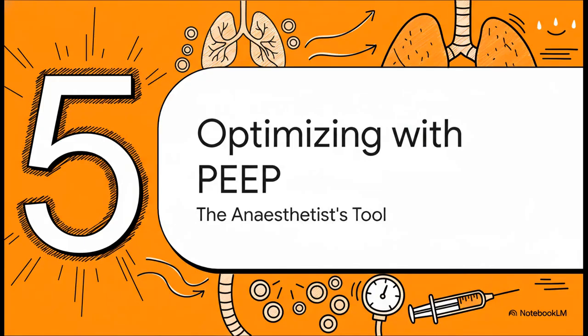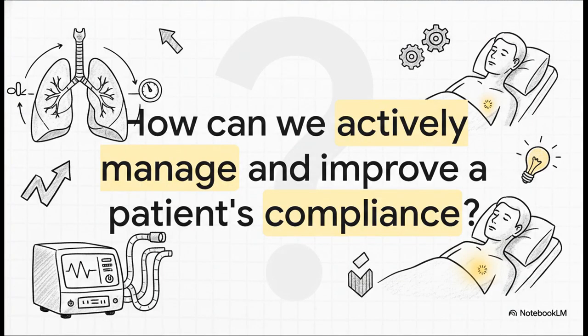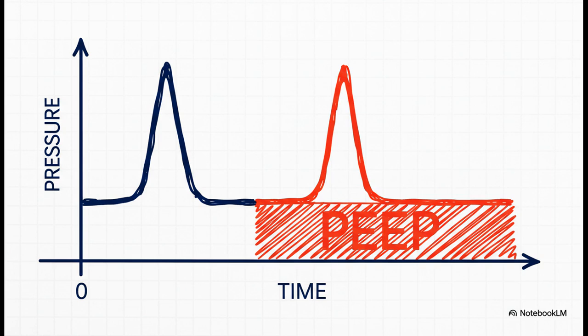So that sounds pretty bad, right? But this is where we get to be proactive. This brings us to our final section and to our primary tool for fighting back. The big question then becomes, when we're faced with this unavoidable drop in compliance, what's our main move? How can we actively make the situation better for our patient? And the answer, in a word, is PEEP, positive end expiratory pressure. It's a setting on our ventilator that just makes sure the pressure in the lungs never drops all the way back to zero when the patient breathes out. We're basically creating a little pressure cushion.